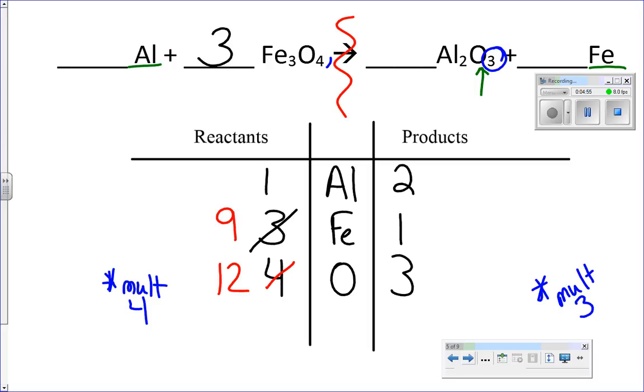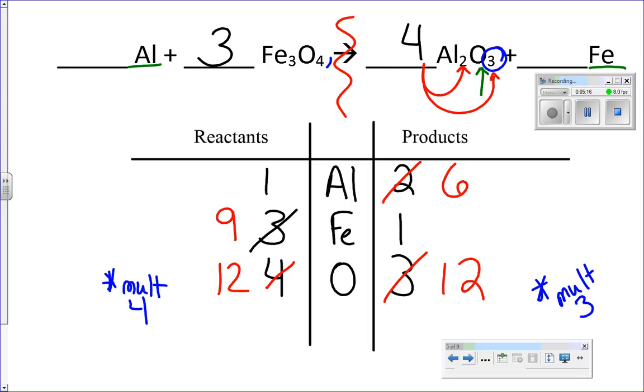Next, I'm going to bop over to the other side. Now, on my other side, if I want to end up with 12 oxygens, by putting a 4 right here, my 4 will be multiplied by that 3 for my oxygen, which gives me 12, and the 2 by my aluminum to give me 6 aluminums. I've now balanced my oxygens.